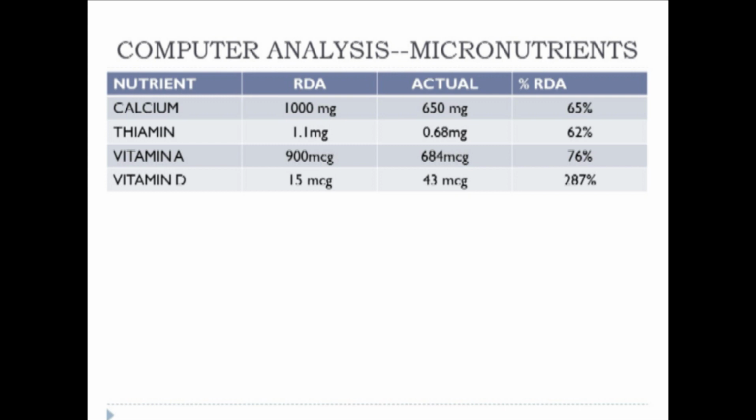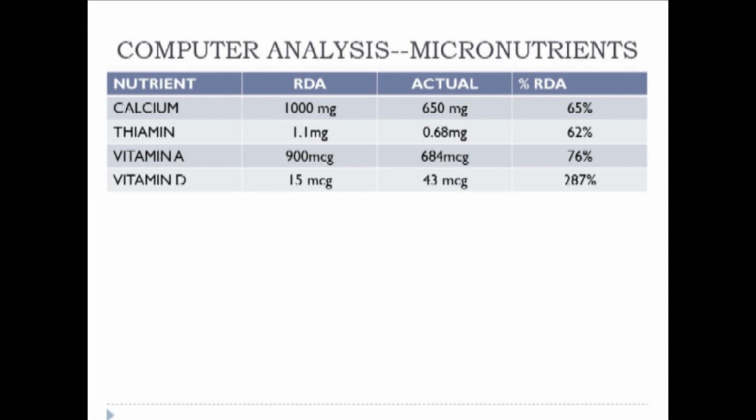What we see in this dietary intake is that the individual is consuming 650 milligrams of calcium in their diet, and this represents 65% of the RDA. That's 650 divided by 1,000 milligrams times 100. The same calculations are done for the other nutrients. So thiamine represents 62% of the RDA, vitamin A 76%, and vitamin D 287%.